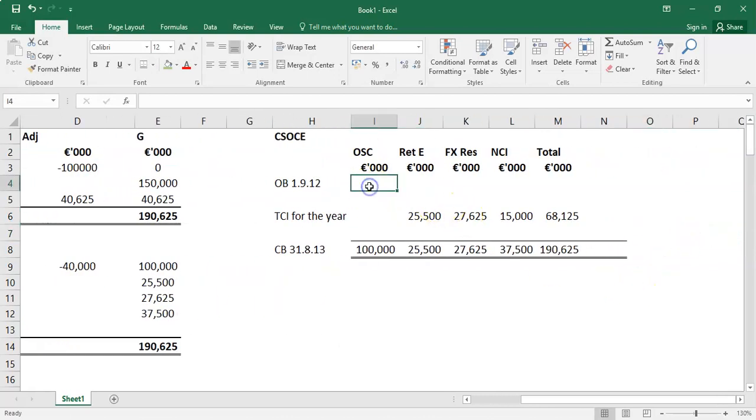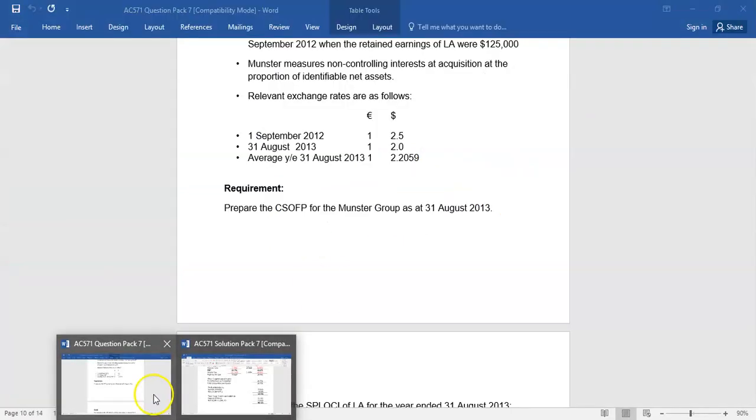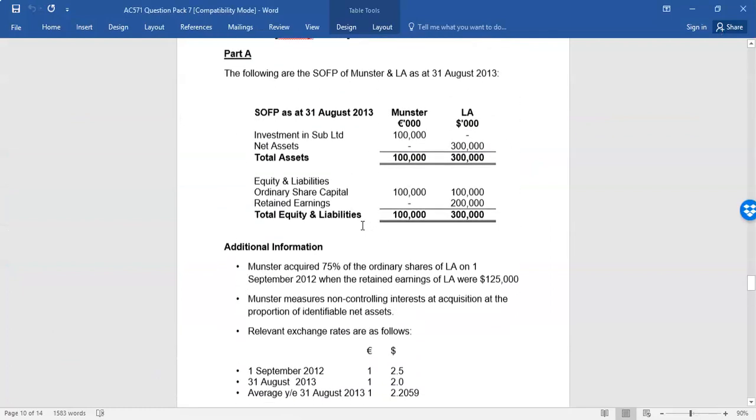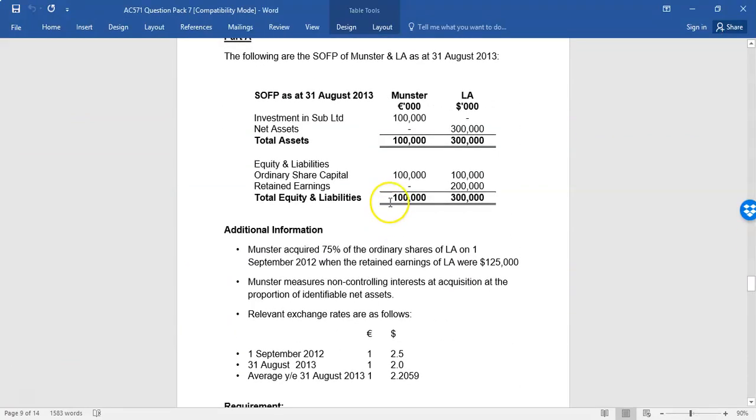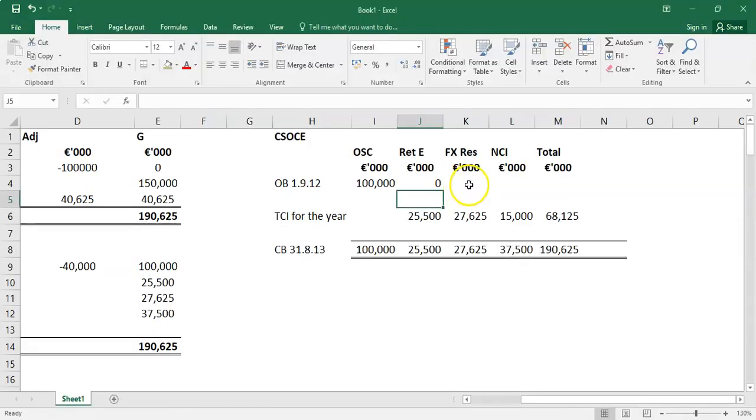So that means my opening balance in ordinary share capital should be 100,000, and that's fine because it hasn't moved. Opening retained earnings should be nil, and that makes sense because at the start of the year you didn't have a subsidiary, because you only bought it at the start of the year. That means you only had the parent, and the parent had no retained earnings. So that makes sense. It's unusual, but it makes sense. FX reserve is nil. That also makes sense because you had no FX reserve at the start of the year because you didn't own the sub.